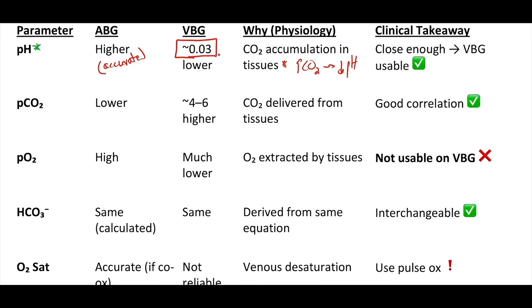So the VBG pH is often 0.03 lower than the ABG pH. And for most clinical scenarios, that's usable. It's kind of close enough. Now, do note, and we'll get into this more, that in critically ill patients, this is sometimes more inaccurate. So as patients get sicker, you have to be more careful with this. But in the run-of-the-mill patient, most people would say that a venous blood gas pH is about accurate.